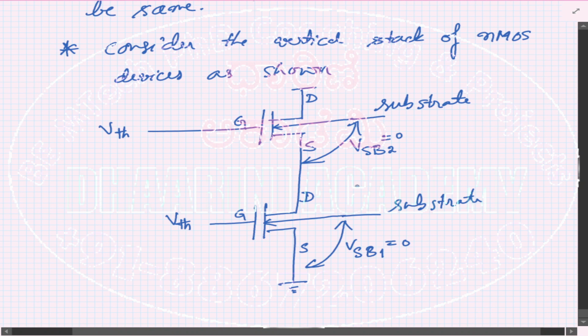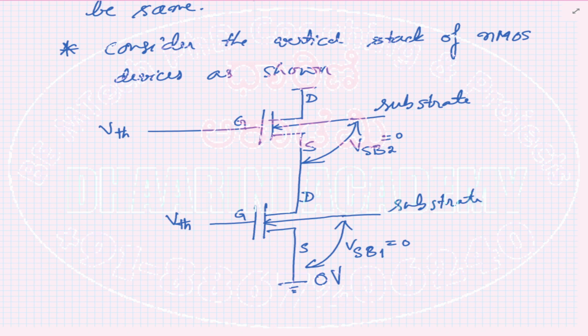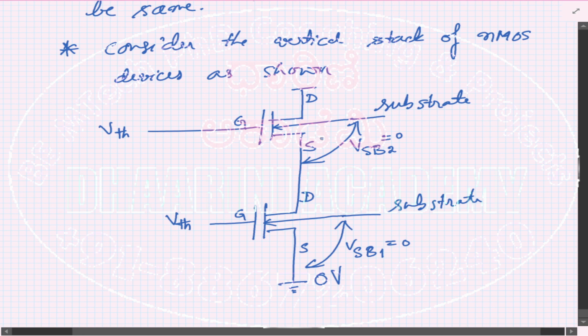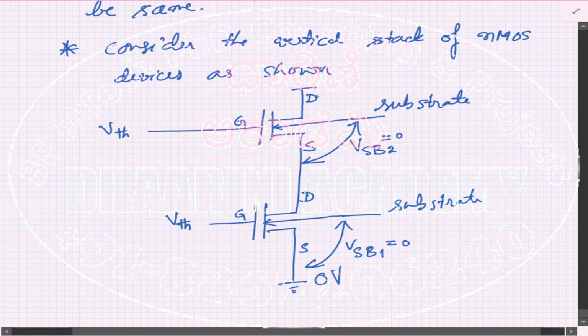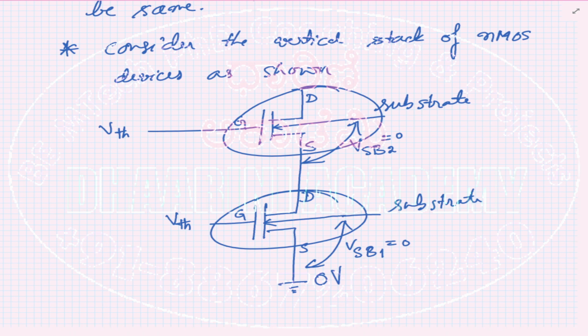Even when I short it, it's not equal to 0. VSB1 will become equal to 0 because it is connected to ground. Here I have 0 volts, so the substrate is also at 0 volts. But now you see that this point is not ground, so not 0. The source of the second MOS transistor is not at ground. Because of that reason, even the substrate is not grounded. So you have a different voltage coming into the picture. These voltages are different, so the working of this transistor is definitely different compared to this.